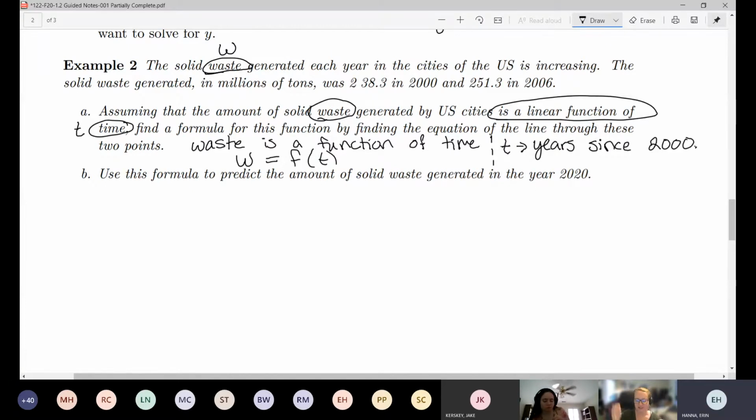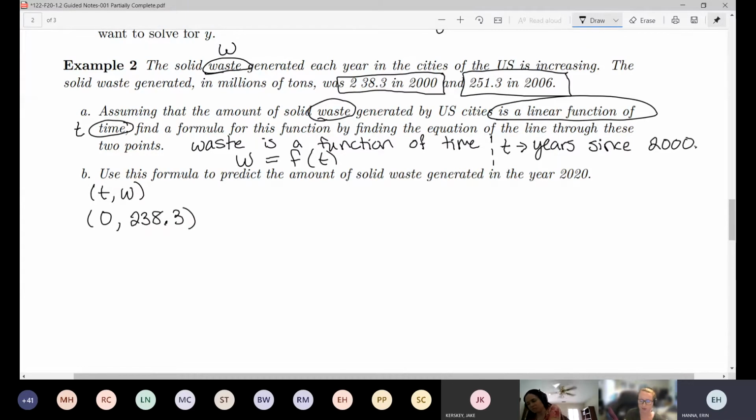So I want to look at these two pieces of data I have and pull out what points I'm actually working with to write this equation. So I have t comma w. Let me write these two pieces of data in that format. Well, the first one's in 2000, but if we're using t as years since 2000, that's going to be 0, because 2000 is 0 years since 2000, and 238.3. And then my other set is going to be, so 2006 then becomes 6 years since 2000, and 251.3.